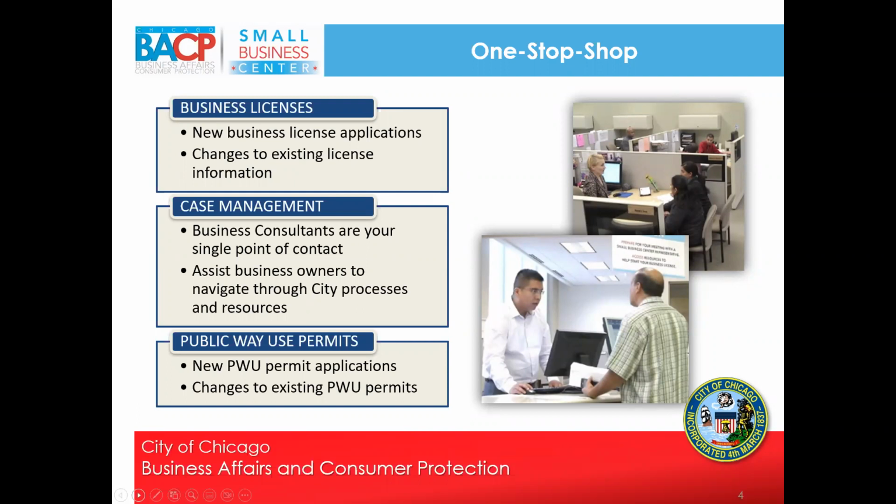Obviously, we assist the business owners so that they're able to better navigate the city process, and give any additional resources if need be. We also have our public way use permit section. Here is where you can talk to a public way use consultant, and they can give you the link to apply for any new public way use permits on their new online permitting system, as well as making any changes or updates to existing public way use permits.